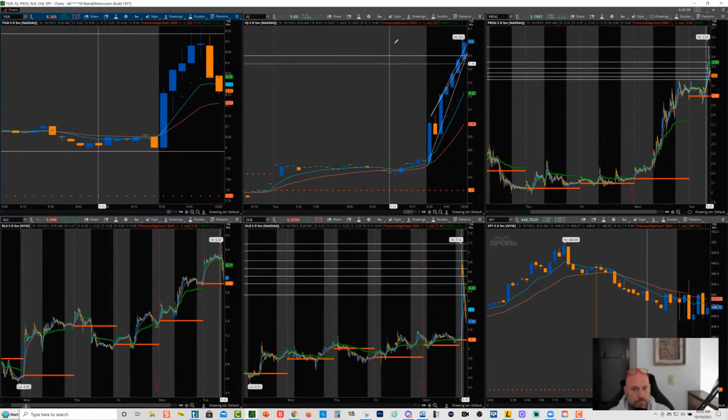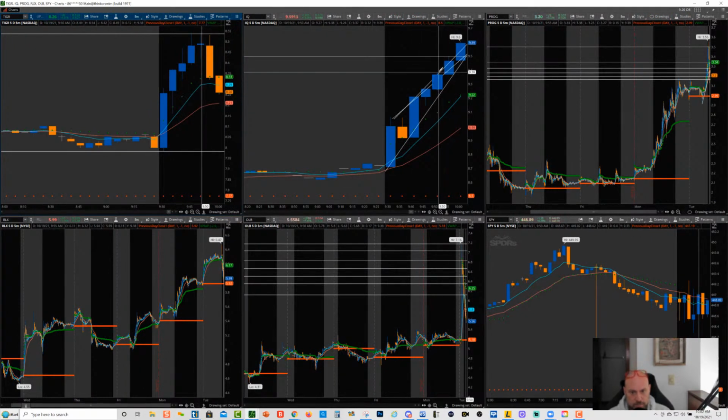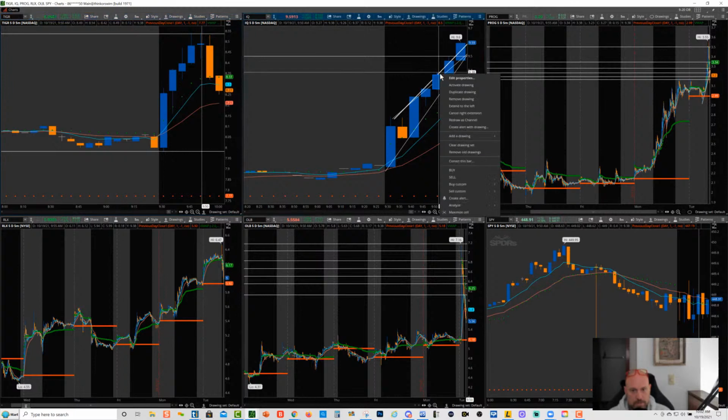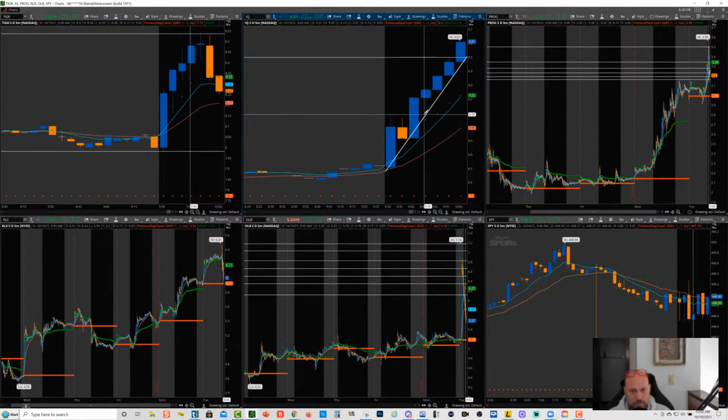So IQ, what did IQ do? You'll see IQ broke out of that rising wedge. So now I would just kind of reset these drawings over here.